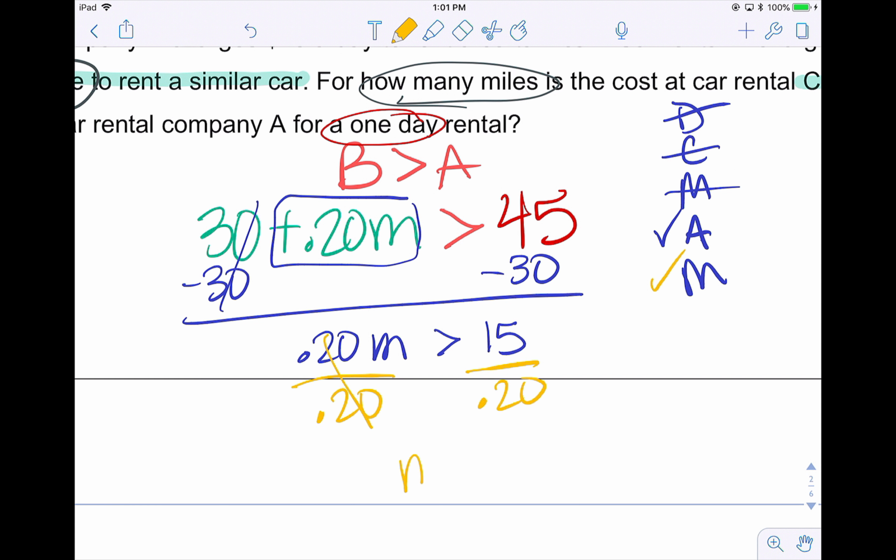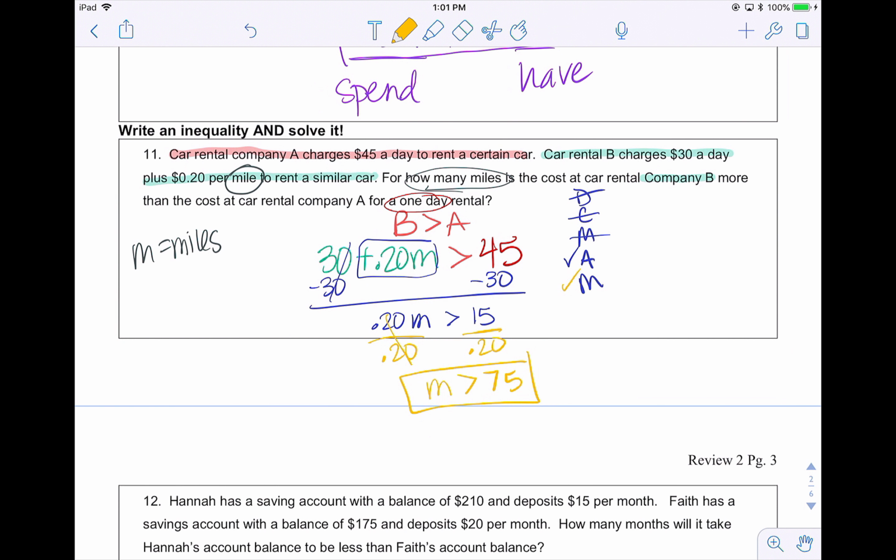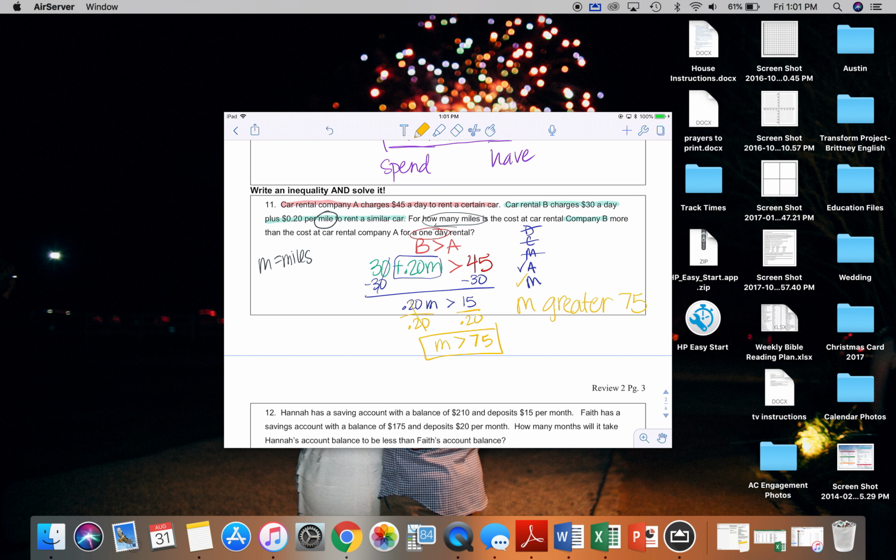So 15 divided by 0.20 is 75. They might tell you to leave it like this, m is greater than 75. Or they might ask for words. So your miles need to be greater than 75, which could also be said as anything more than, or greater than, 75 miles.